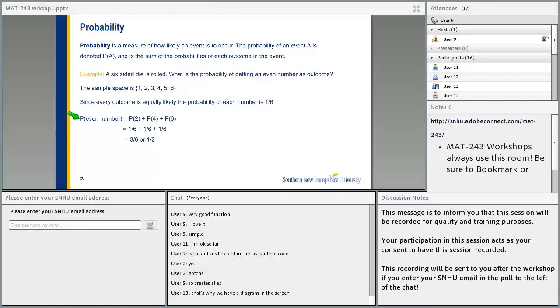So the probability of getting an even number would be the probability of getting a 2 plus the probability of getting a 4 plus the probability of getting a 6. And we know that the probability of every number is 1 over 6. So we just add the 3. 1 over 6 plus 1 over 6 plus 1 over 6. So that would be 3 over 6 or 1 over 2. So the probability of getting an even number is 1 over 2.